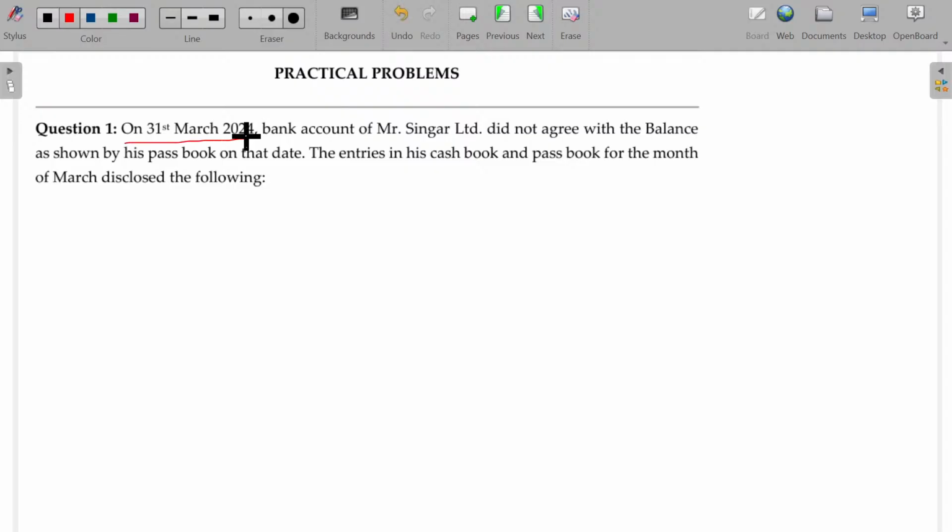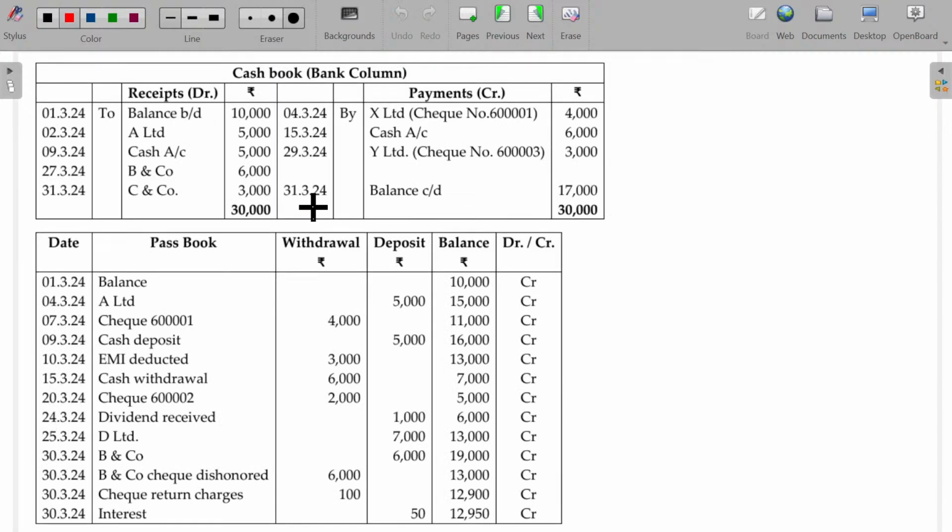On 31st March 2024, the bank account of Singar Limited did not agree with the balance as per passbook on the date. And the cash book as well as passbook for the month of March disclosed the following. So Singar Limited's passbook balance as well as the cash book balance are not agreed.